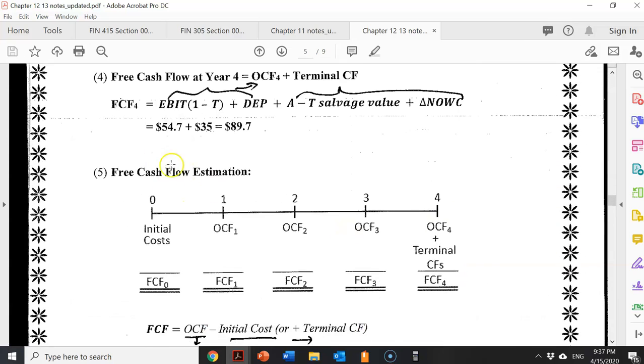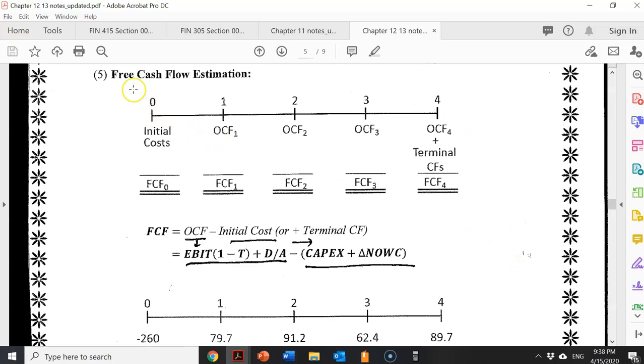So free cash flow 4 would be operating cash flow 4 plus terminal cash flow. So it's going to be 54.7 plus 35, which is 89.7 as free cash flow 4. Operating cash flow 4 was calculated by using EBIT multiplied by 1 minus T plus depreciation. Terminal cash flow was calculated by using after-tax salvage value plus delta NOWC.